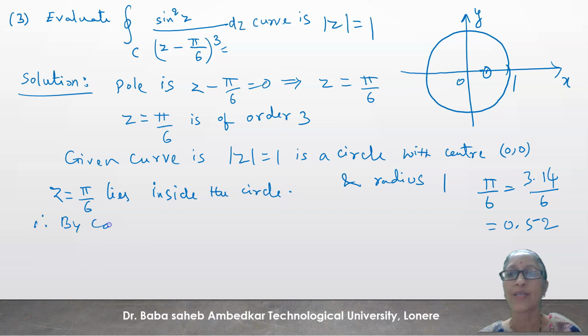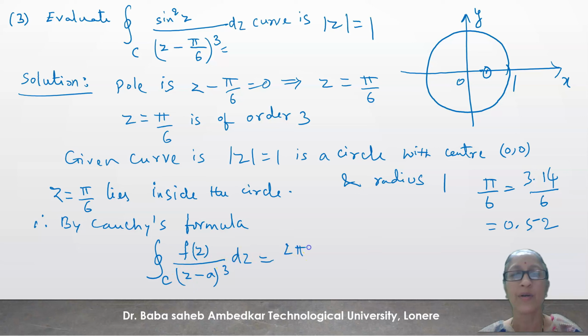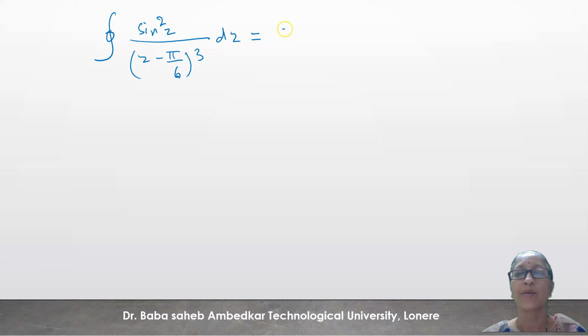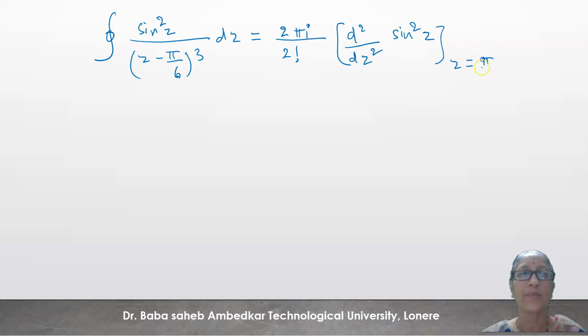Therefore, by Cauchy's formula, the contour integral over C of f of z by z minus a whole cube dz equals 2 pi i upon 2 factorial, f double dash of a. We have seen in our previous question that f double dash of a means the second order derivative of f of z. So let us see this. The contour integral of sin square z by z minus pi by 6 whole cube dz equals 2 pi i upon 2 factorial, the second order derivative of sin square z at z equal to pi by 6.